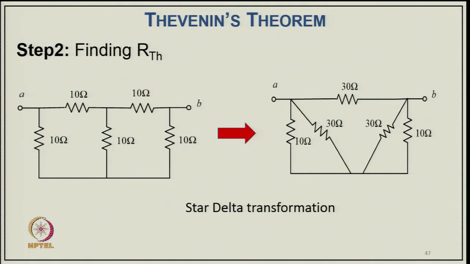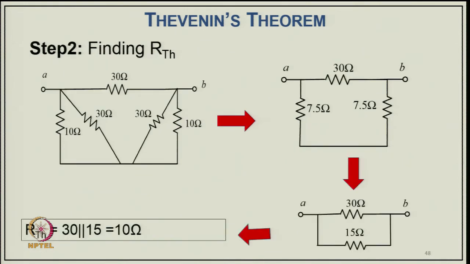So after applying the star-delta transformation of this network, converting the star to delta here, the network simplifies to a simple parallel circuit. Here this 30 ohm is in parallel with the 10 ohm, and in both cases that comes to 10 ohm. So now the circuit is simplified to this manner, with a 15 ohm in parallel.